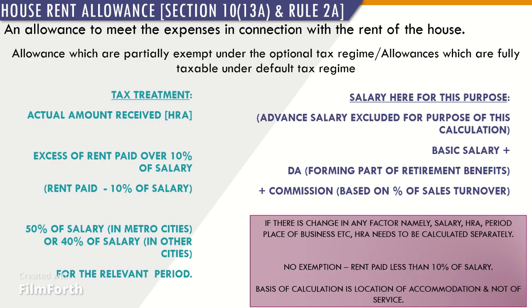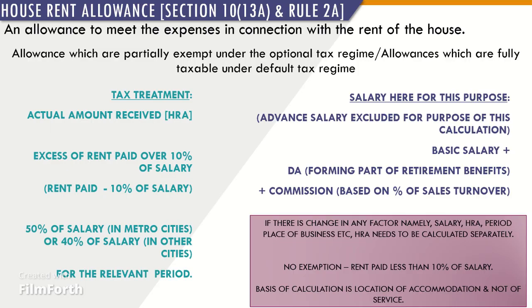Second scenario: metro cities, Delhi, Kolkata, Mumbai, Chennai. Step 1: House rent allowance actually received for the relevant period. Step 2: Rent paid minus 10% of salary for the relevant period. Step 3: 50% of salary for the relevant period.